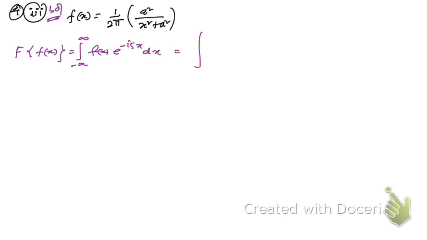And this is equal to the integration from minus infinity to plus infinity. This part is constant, so 1 by 2 pi is written outside. Instead of f of x, we write this one: a square by x square plus a square, e to the power minus i s x dx. That's what we're going to have.